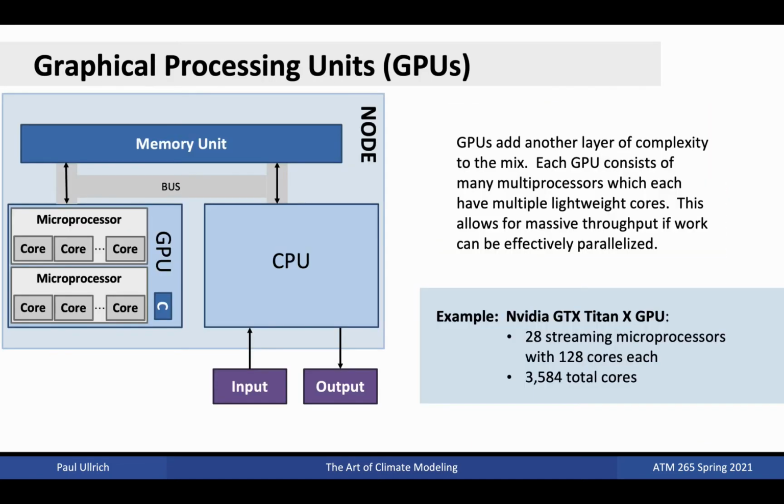Given the growing importance of graphical processing units, or GPUs, for modern computation, it's also important to understand how they're different from CPUs. A GPU is generally complementary to a CPU, which is still responsible for managing input and output from the node. GPUs add another layer of complexity to the mix in order to enhance the performance of parallel codes. GPUs consist of many microprocessors, each containing multiple lightweight cores. Generally, these cores have a smaller instruction set than those available on a CPU. To give an example, the NVIDIA GTX Titan X GPU consists of 28 streaming microprocessors with 128 cores each, yielding 3,584 total cores simply on the GPU.